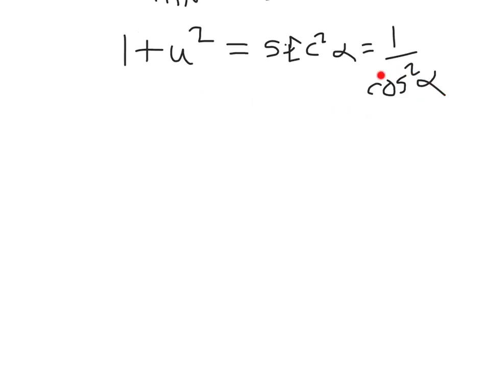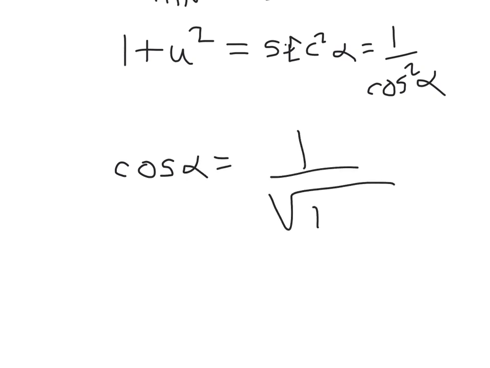So now solving this equation for cosine of alpha, we're going to get that cosine of alpha is 1 over the square root of 1 plus u squared. I hope you follow my algebra steps there. I'm just taking this equation above and inverting it to get cosine squared alpha is 1 over that, and then I take the square root.